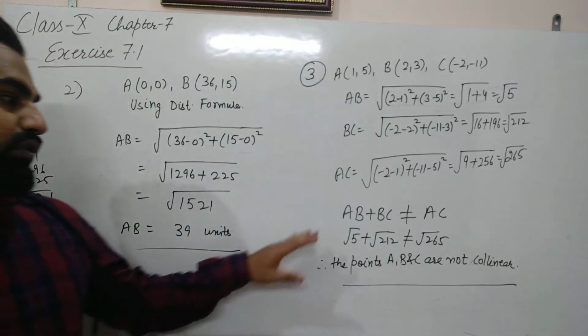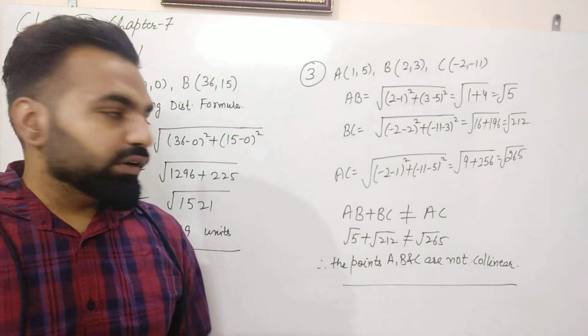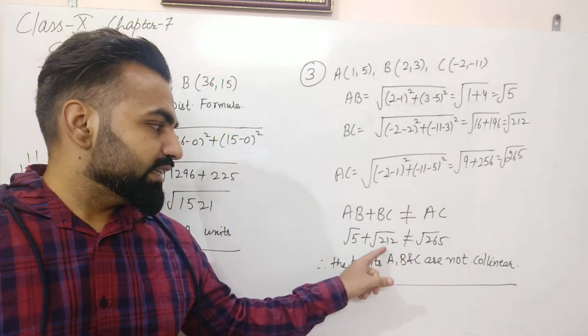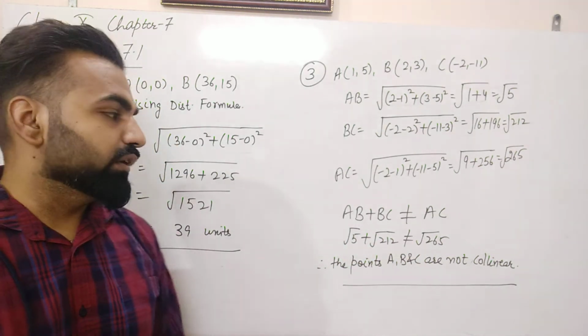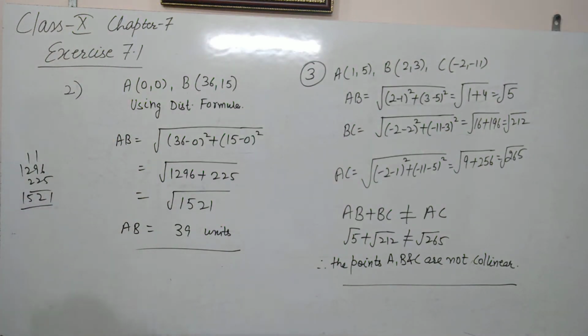Clear everyone? Because these points are non-collinear points, that's why the sum of two distances is not equal to the third one. So this was question number 3.